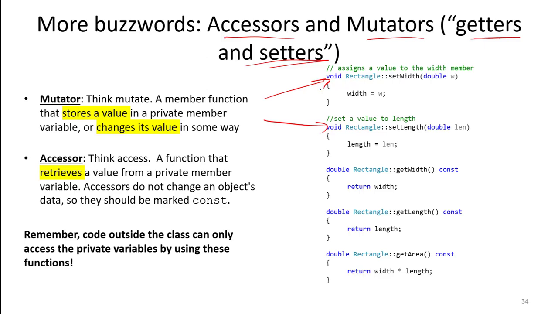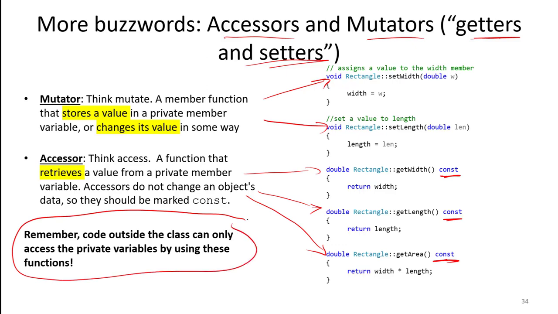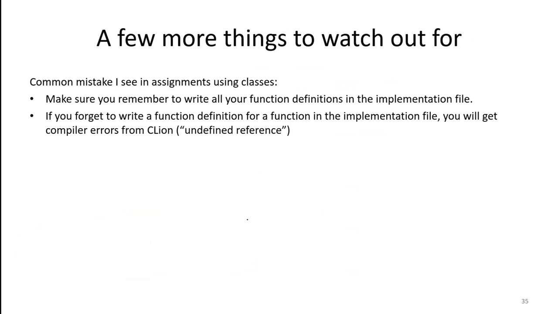The accessors are our get functions. These allow us to return whatever variable is stored in a private member variable. Remember, it's just returning a copy of the private variable. And most of the time, we also use the const modifier here to prevent those functions from accidentally making changes to private data. Also, make sure you remember that code outside the class will only be able to access private variables by using these functions. Please do watch out for a few other common mistakes.